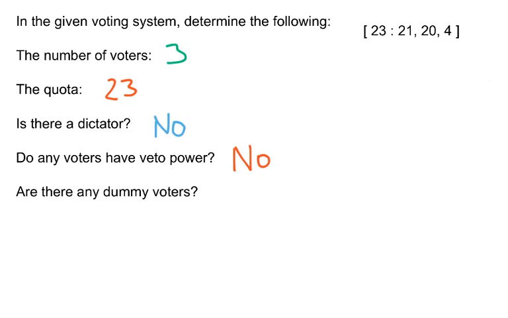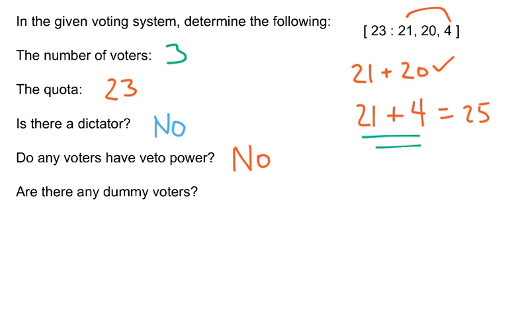Here, if I want to pass a motion, certainly if I put the 21 and the 20 together, that's going to be enough to pass a motion. And if I put the 21 and the 4 together, hey, that is enough to pass a motion. And if you look at this coalition, the 21 couldn't do it by themselves. They needed the support of the 4 weight voter in order to pass it, which means the 4 weight voter can impact an outcome, which means the 4 weight voter is not a dummy. So we do not have any dummy voters here.